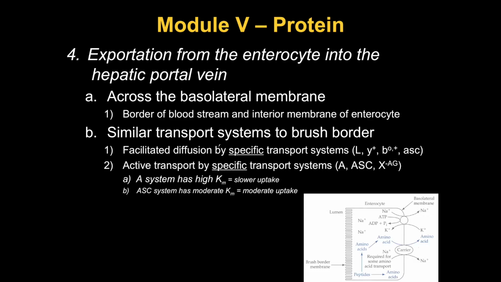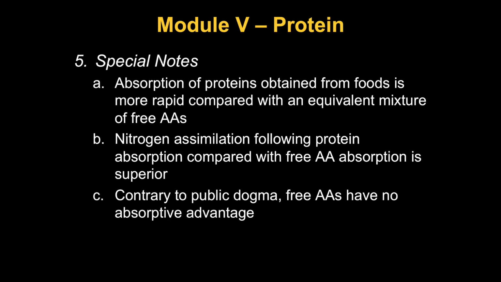So at the level of the basolateral membrane, in contact with blood supply, we're trying to have transport mechanisms that get amino acids outside of the enterocyte. And so again, we've got these transport systems that are very specific for specific amino acids, and they all have different Km values. So some special notes about protein and amino acids.